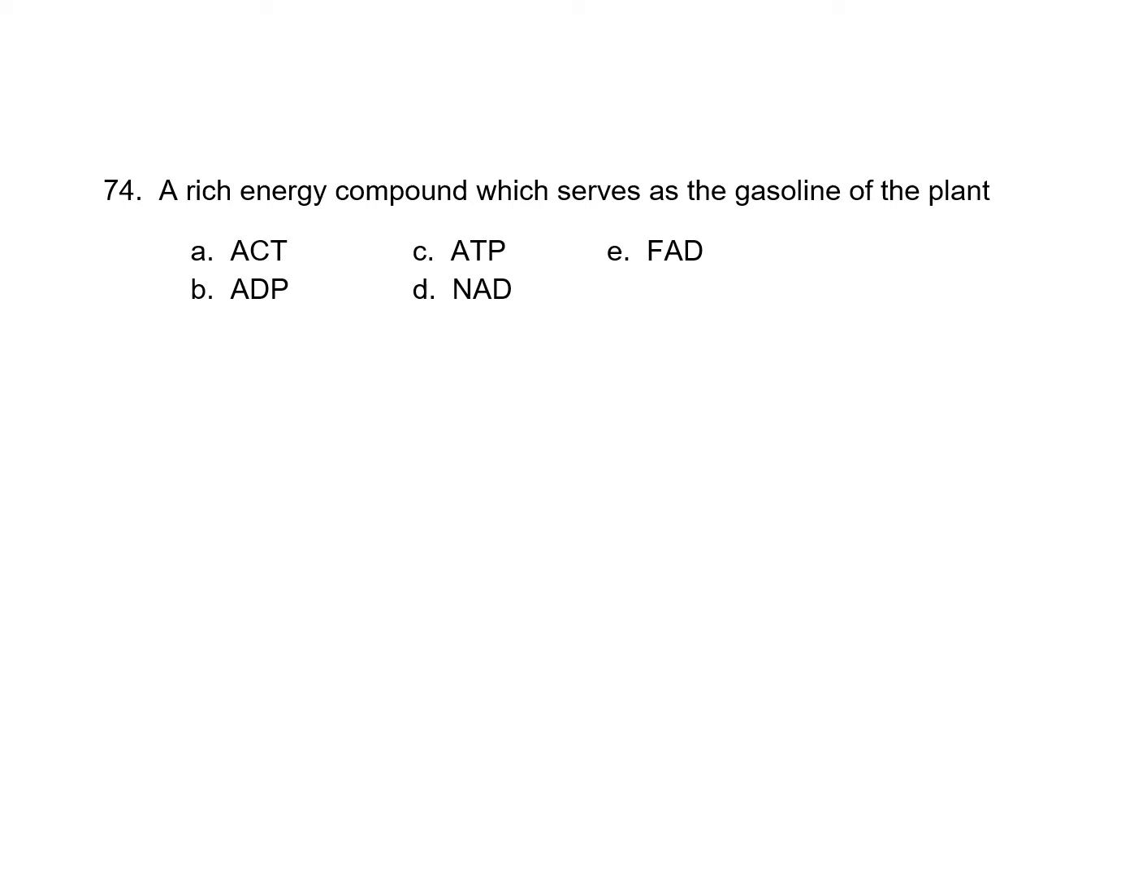Number 74. A rich energy compound which serves as the gasoline of the plant. A. ACT. B. ADP. C. ATP. D. NAD. E. FAD. The answer is ATP.